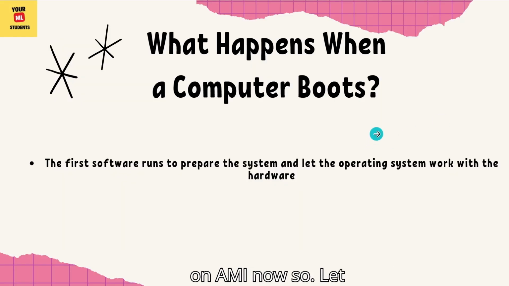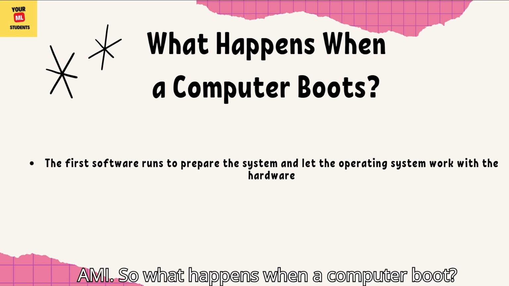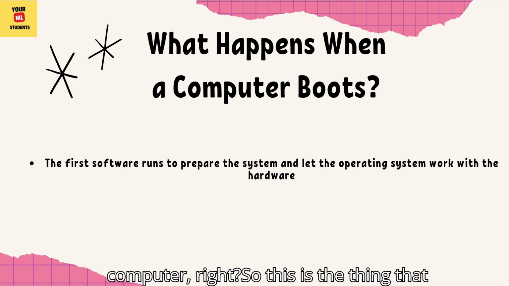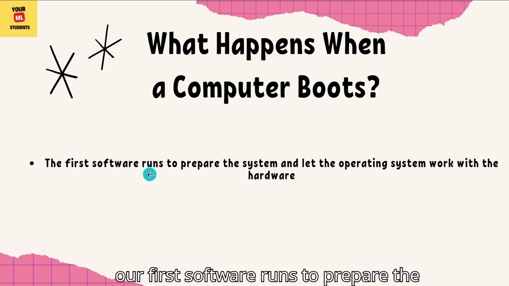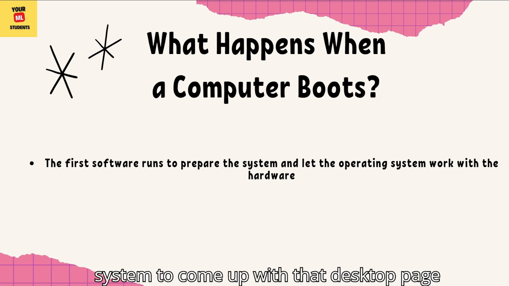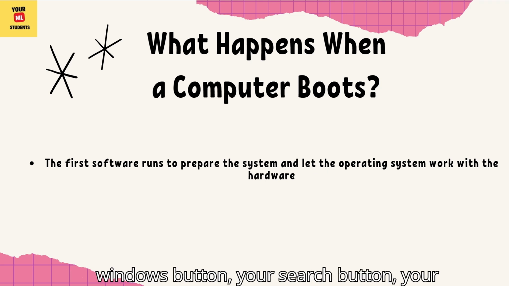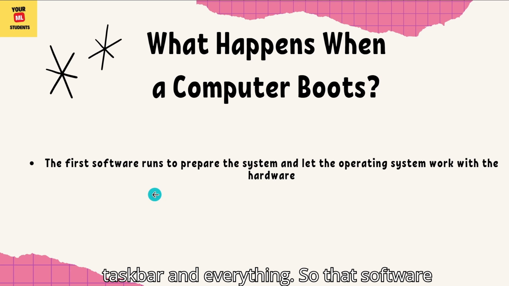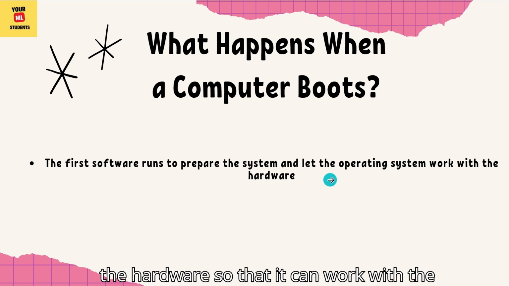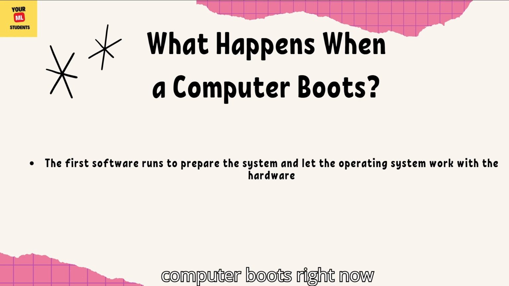Now, let us understand the boot in AMI. What happens when a computer boots? You know this, right? When we turn off our computer or restart our computer, our first software runs to prepare the system. It has to prepare the whole system to come up with that desktop page where you can see all of your icons, your Windows button, your search button, your taskbar and everything. That software has to run to prepare the system for you and let the operating system work with the hardware. That is what happens when a computer boots.